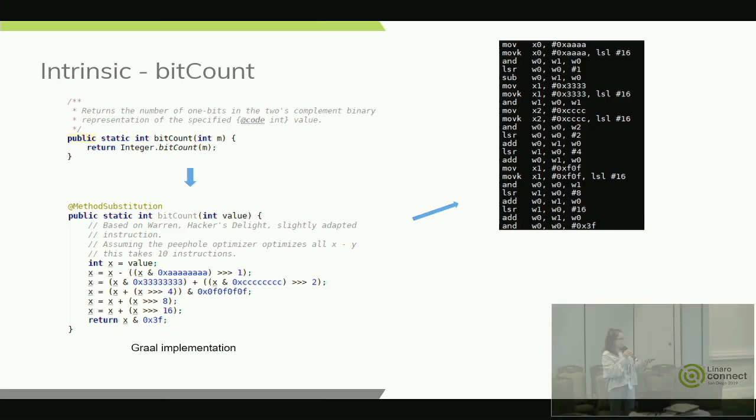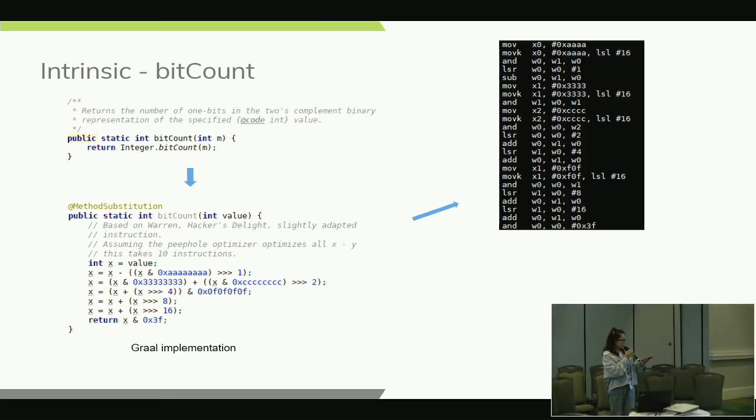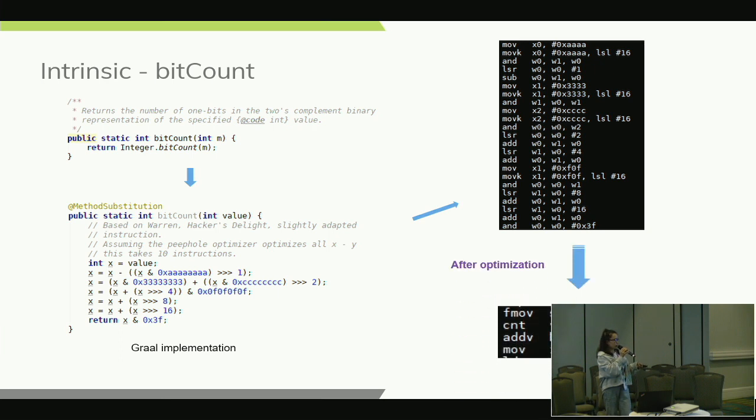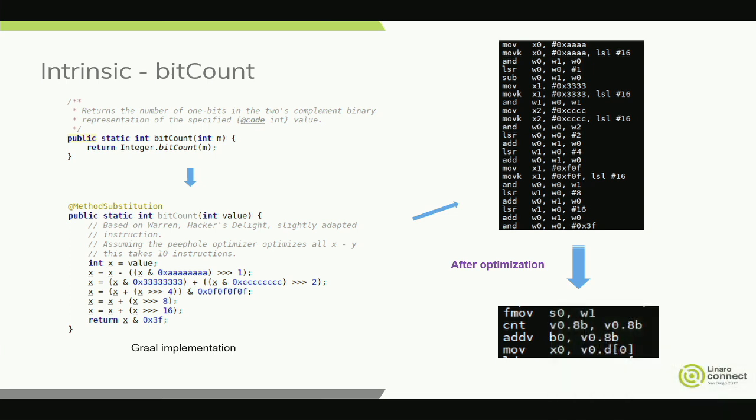This is the optimization for the bitCount. Before our optimization, many instructions were generated. And after the optimization, we use 4 instructions to implement it.